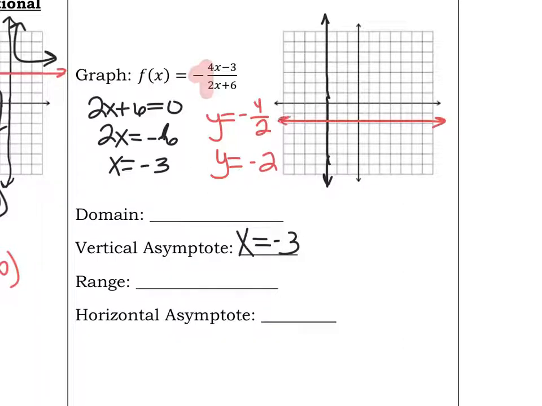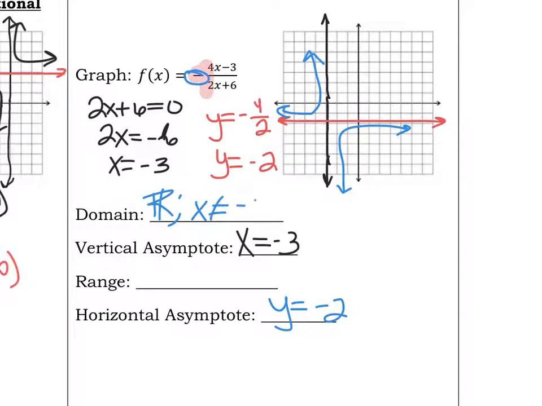Now this graph is a negative graph because of the negative sign. So my branches are actually going to go in the second and fourth quadrants. That's an asymptote right here. So my domain is all real numbers except x cannot equal negative 3. My range is all real numbers except y cannot equal negative 2. Let's go ahead and keep going.